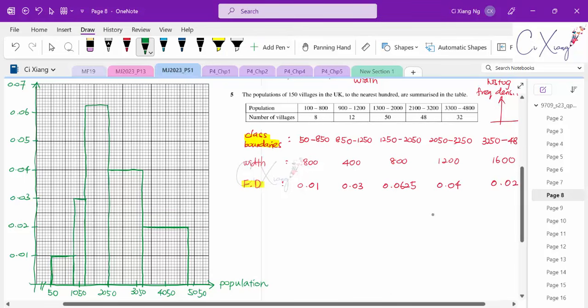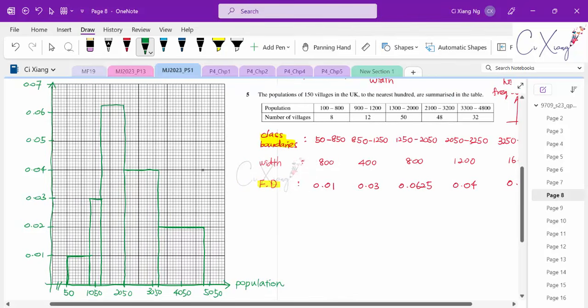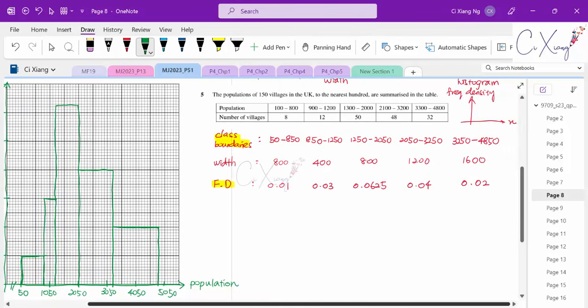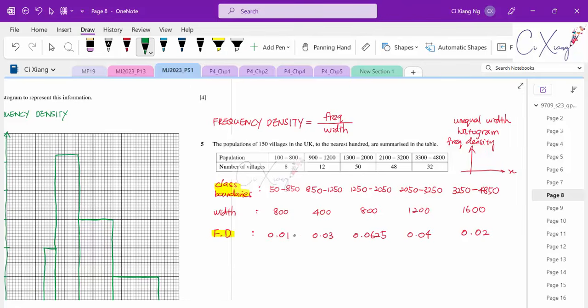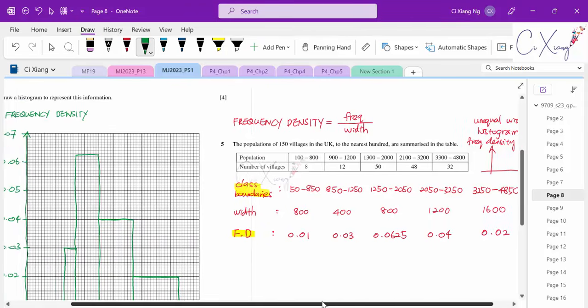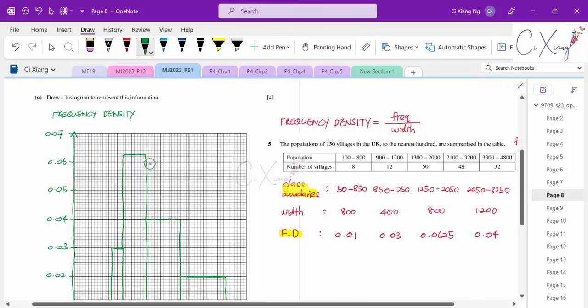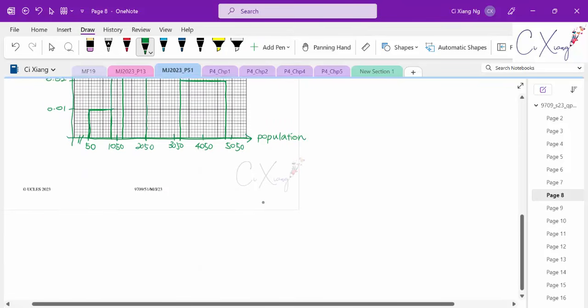Okay, so basically our histogram should look something like this. And if you observe, you will see that they have unequal widths. Okay, so this is how we set up the question to draw the histogram with unequal widths. Alright, just take note that please make sure you show your solution with all the values of frequency density that you calculate, so that you can get the method mark from here. Okay, so this is what we have for part A. Let's have a look at part B.